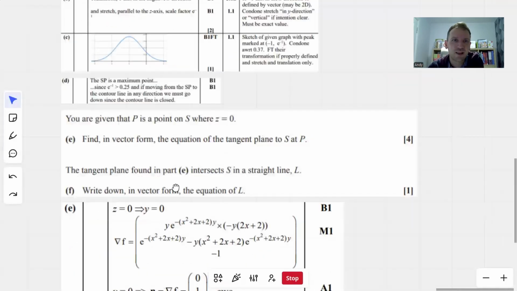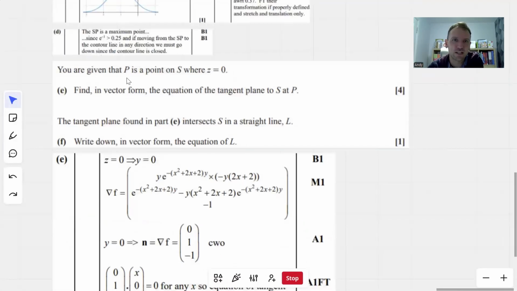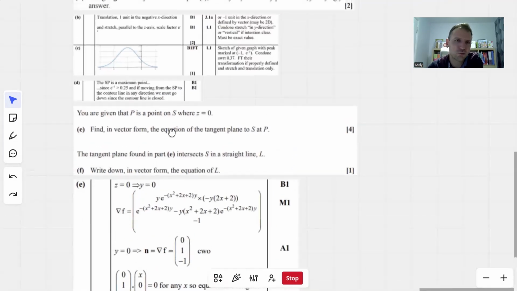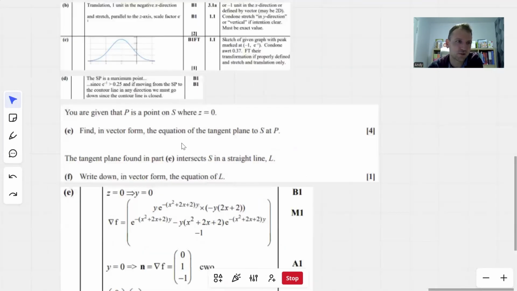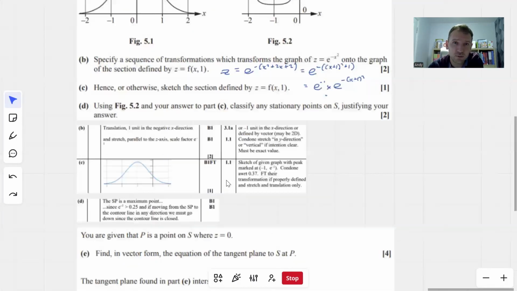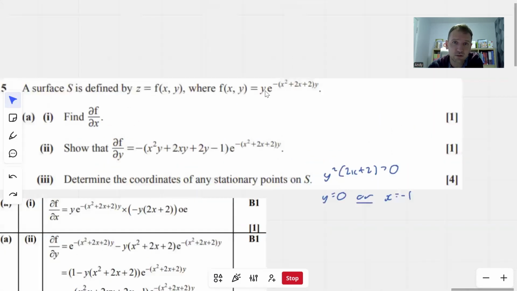Okay, almost there. On part E here, we're given a point where z equals 0 and we're trying to find the tangent plane in vector form. So we want grad of f, which is df by dx, df by dy, and negative 1. We've got our df by dx and df by dy. I would start by writing that down, even if you don't know what you're doing next. But let's go back and look at what we've got. If y equals 0, we get z equals 0 straight away. That's useful. We're not told what x is.